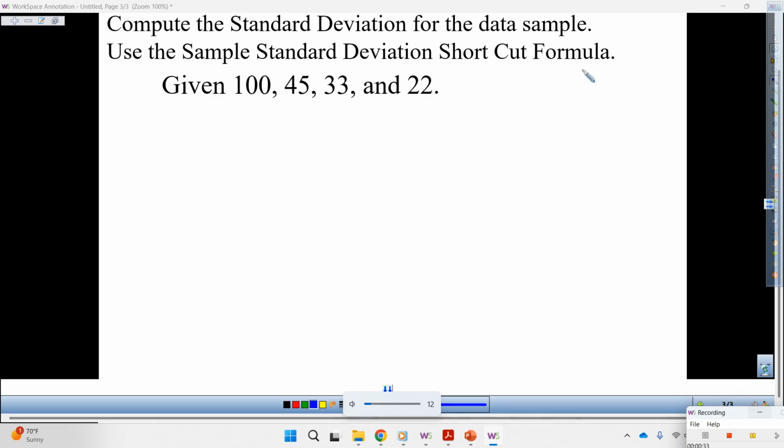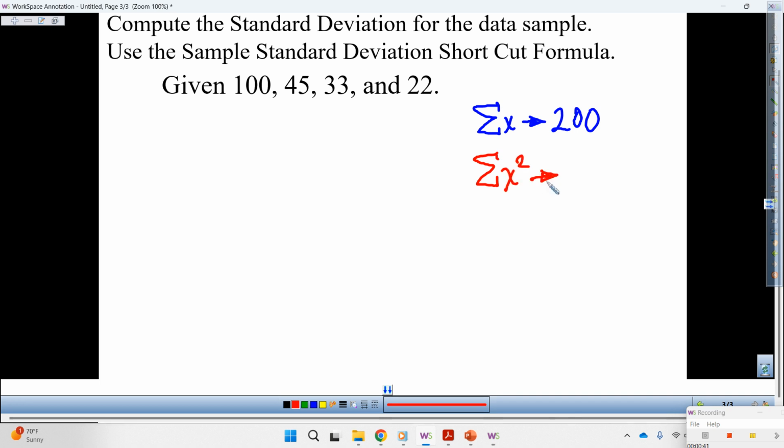Of course, you use the shortcut formula, which means we need the sum of all data, or sum of x. So what'd you get for that sum? Let's go with Amelia. What'd you get for the sum of x? 200. Hands if you got that. That is correct. And from there we go to the sum of the same data, but squared.